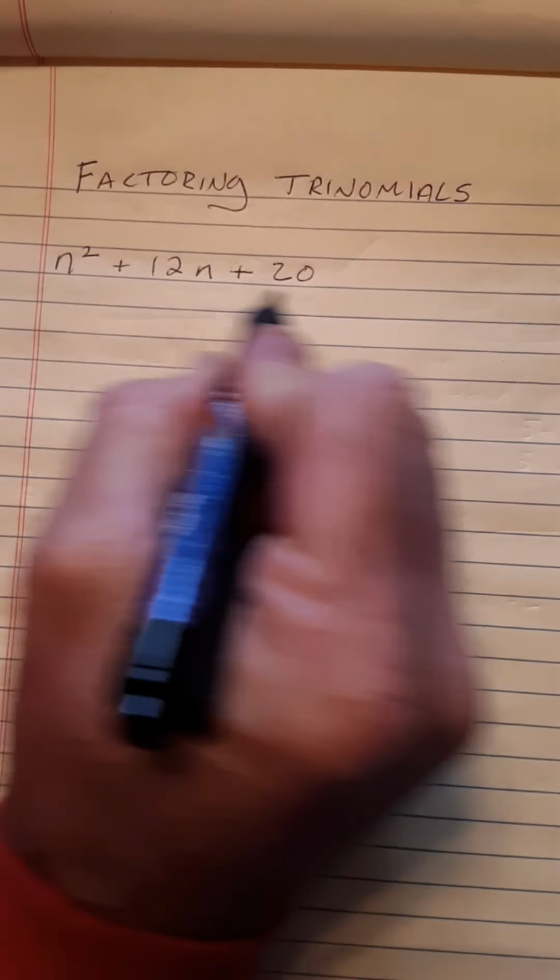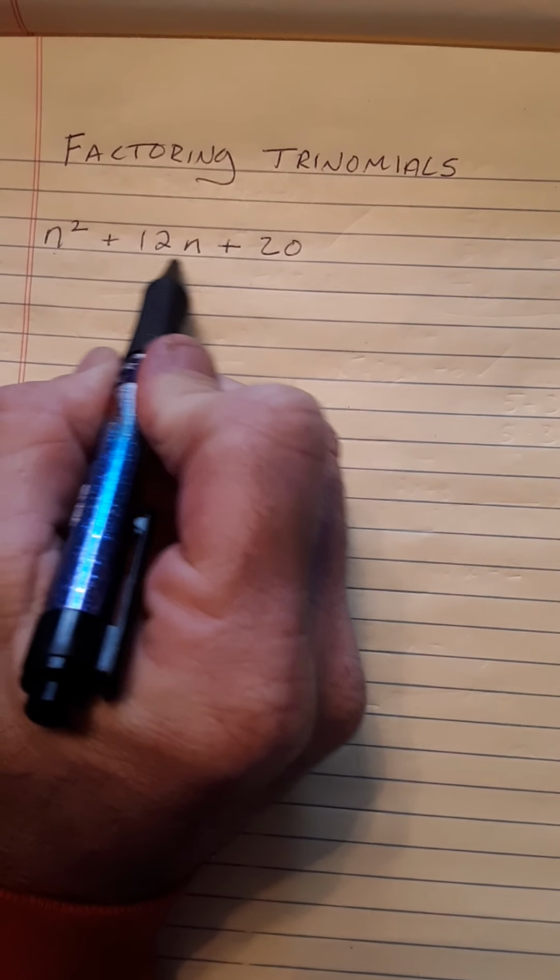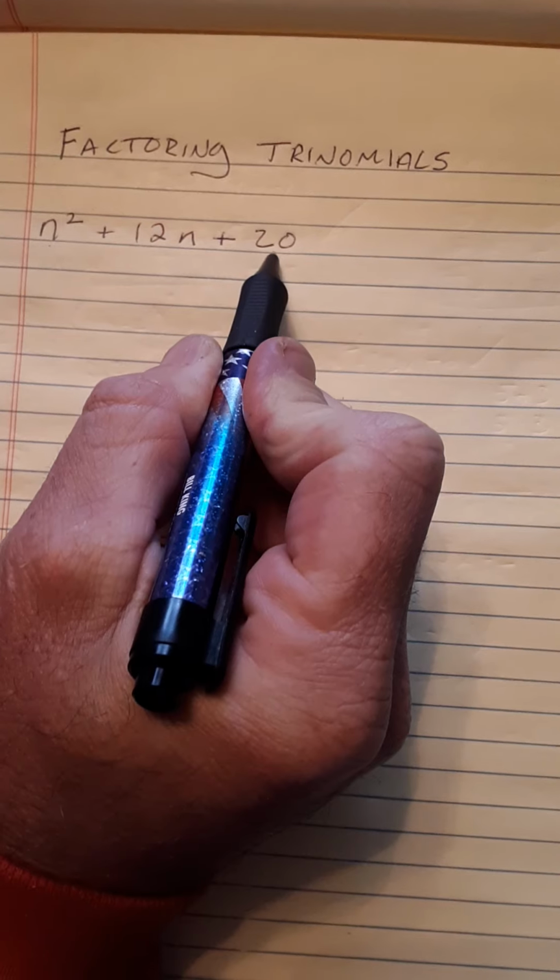Okay, a quick little lesson on factoring trinomials. We did this a couple weeks ago, but we're going to spend some more time reviewing this. So once again, a trinomial is an algebraic expression with three terms. In this case, an n squared, you've got an n, and you've got a constant number.